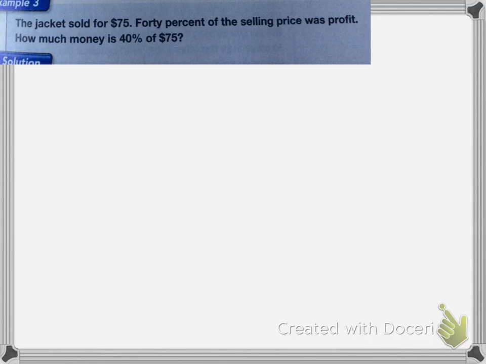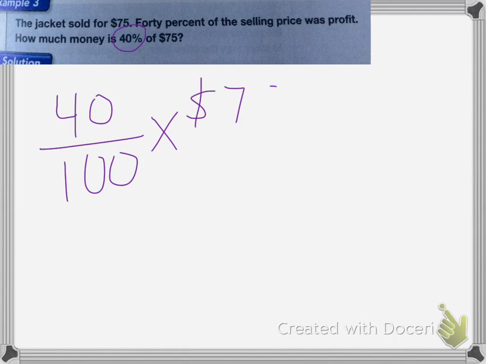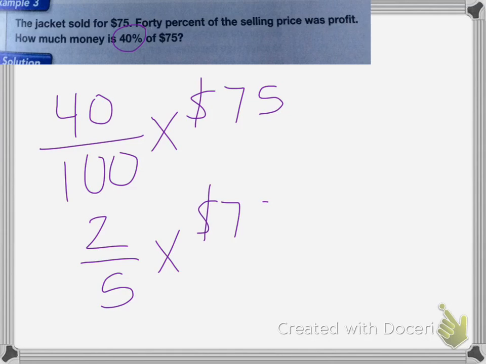Okay, so this one, a jacket is sold for $75. 40% of the selling price was profit. How much money is 40% of $75? So to be able to do this equation, I need to first change my percent into a fraction or a decimal. You can do it either way with this problem. So if I changed it to a fraction, it would be 40 over 100 times $75.